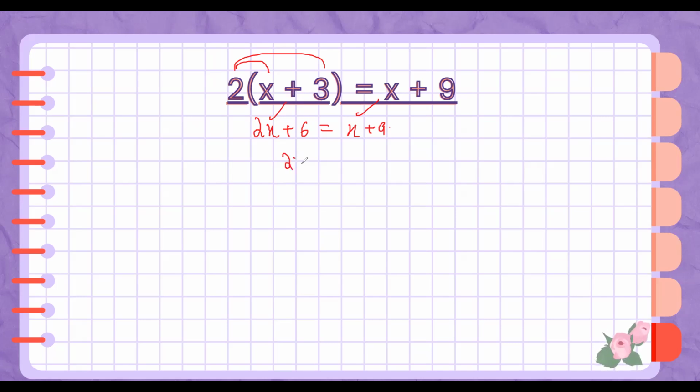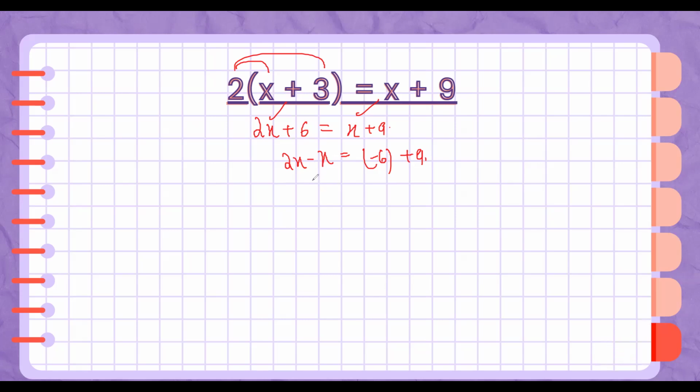So here we can write 2x minus x will give you minus 6 plus 9. You don't have to add the brackets to minus 6. Okay, so the positive x will become negative x when it moves to the other side, and the positive 6 will become negative 6 when it moves to the other side. I hope you guys got that concept.